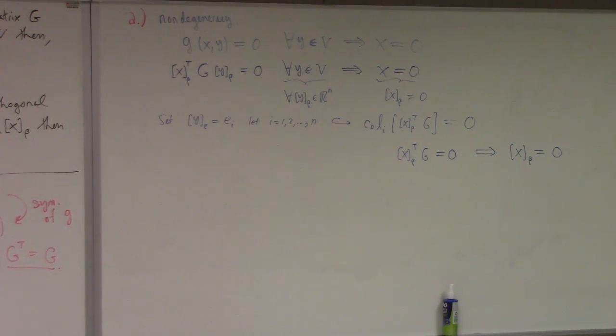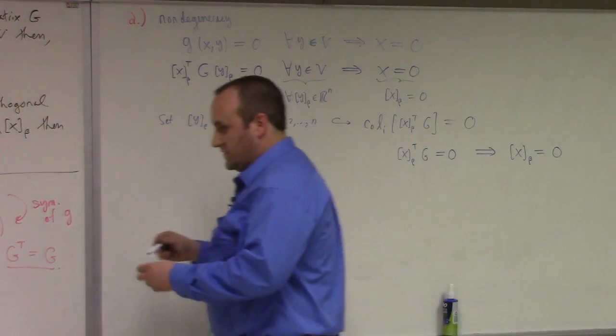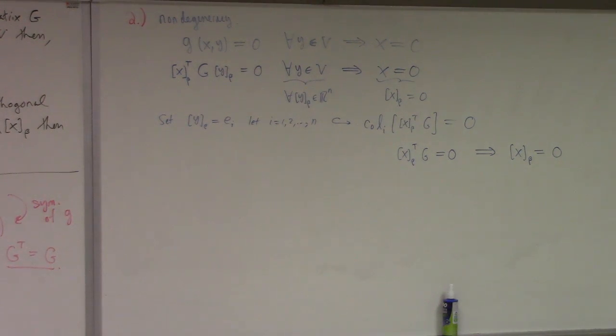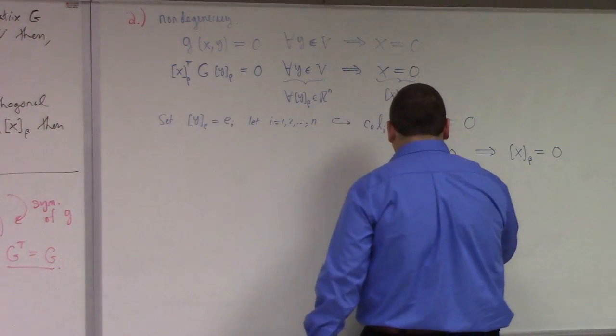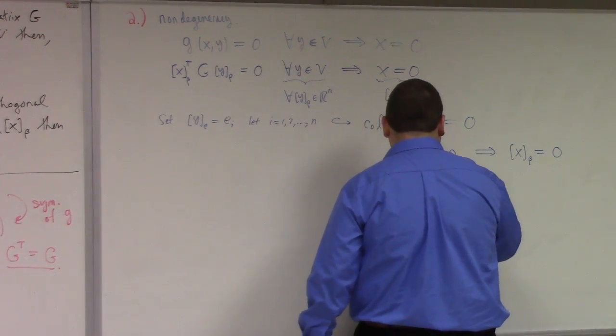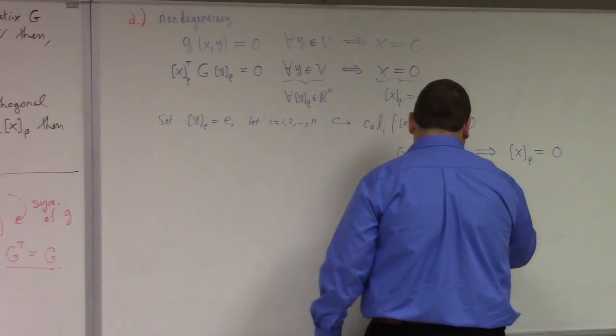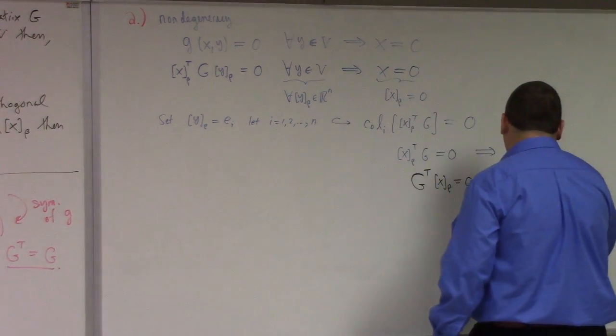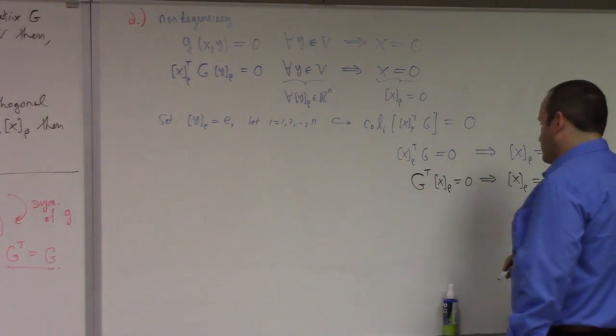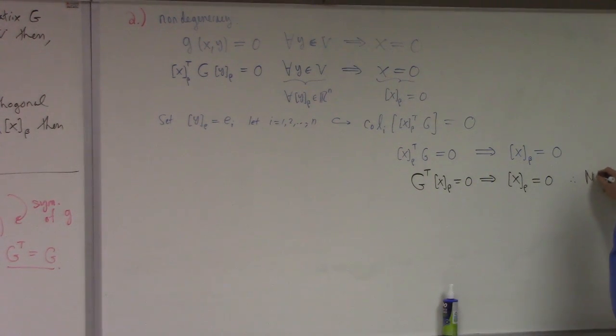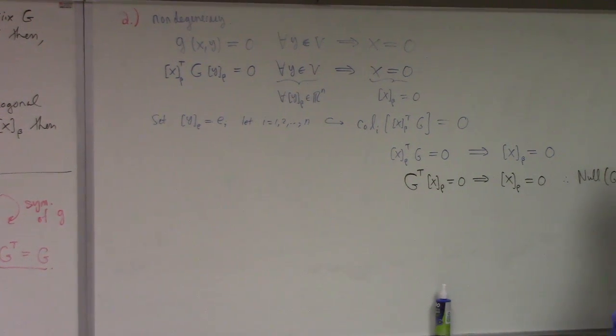All I had to do was transpose this equation, and I would have seen it. Just take the transpose of that. What do you get? We get G transpose x beta equals 0 implies that x beta is 0. What does that say? Exactly, that says that the null space of G transpose is just equal to the 0 vector.